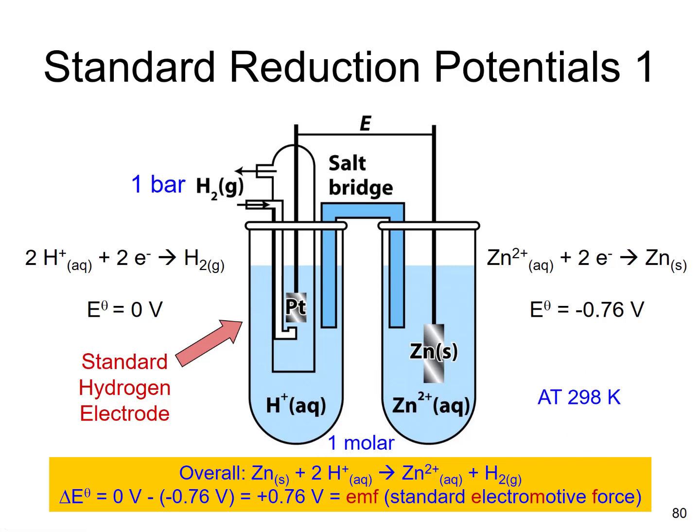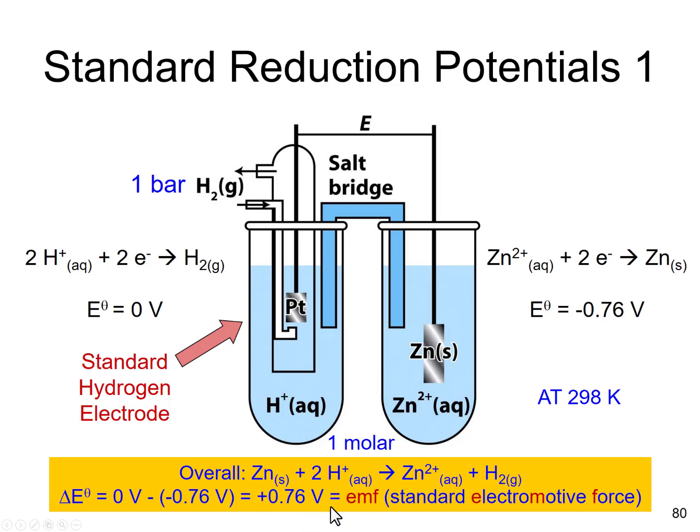Now, if you allow the electrons to freely flow from one cell to the other side, then you have this overall equation. Zinc solid, or zinc element, reacts with 2 equivalents of protons to form zinc 2+ and 1 molecule of dihydrogen. For this particular reaction, you can then determine the delta E, which means you are taking the standard hydrogen electrode 0 volt and you deduct the potential of the zinc cell, which is minus 0.76 volts, and that overall gives a positive value. So the delta E is actually positive 0.76 volts, and that is the standard electromotive force.